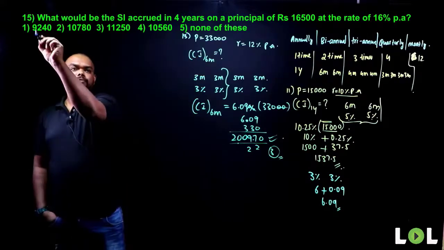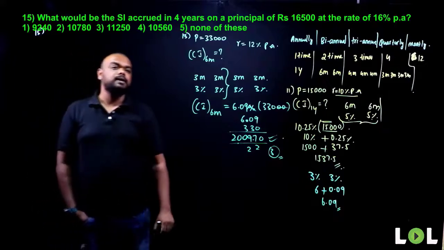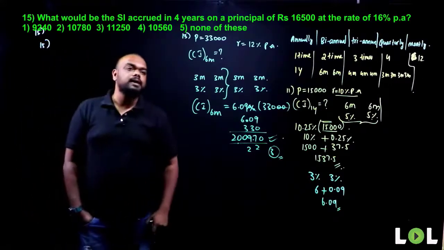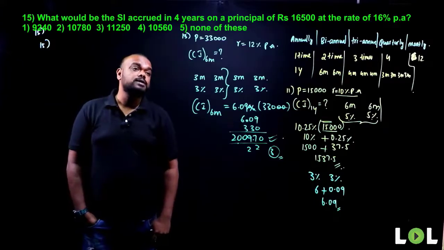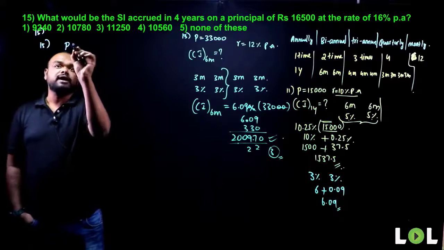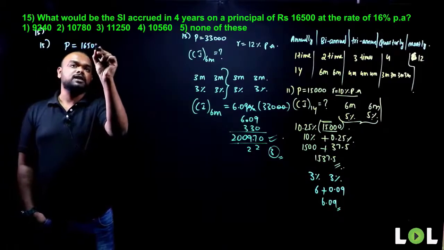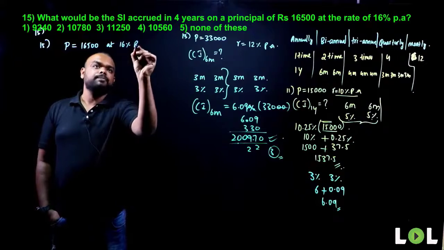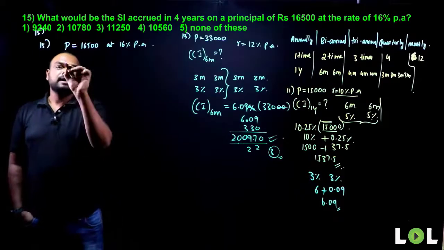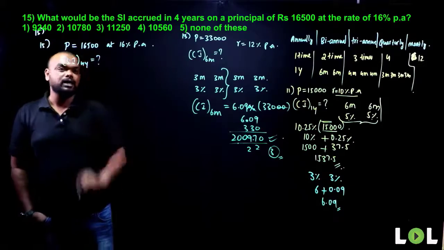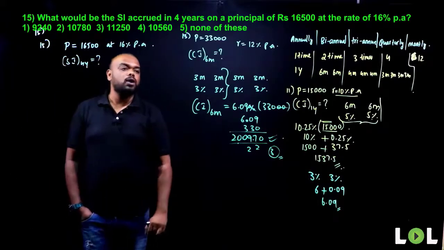What do we have? What would be the simple interest accrued in 4 years on a principal of 16,500? Principal is 16,500 at 16% per annum. He is asking simple interest for 4 years. Now tell me, 4 years.